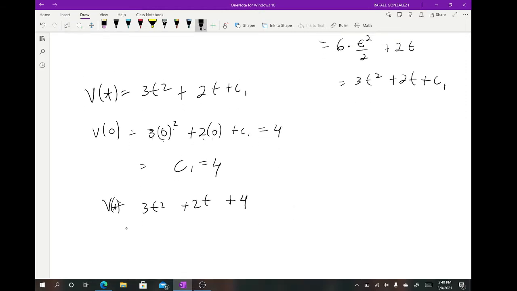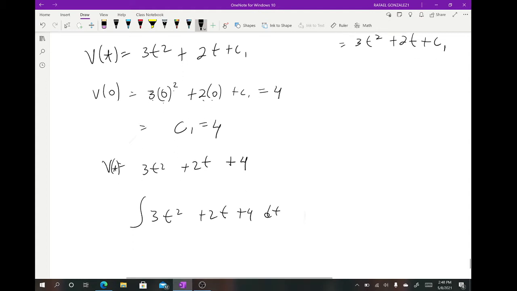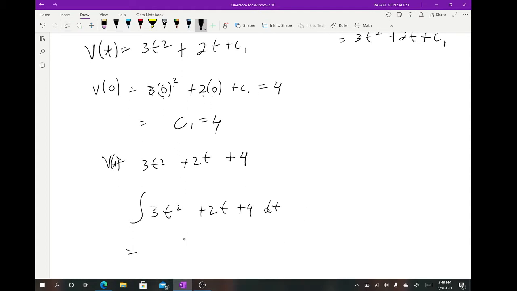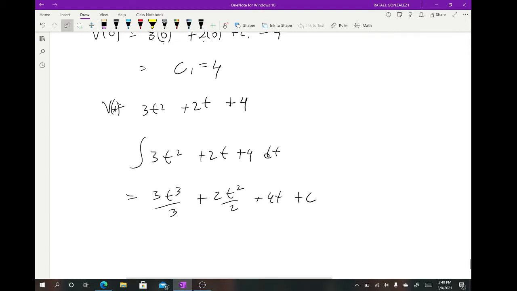So that was my original velocity constant. And now I can take the integral of this to find the position. So I will take the integral of 3t squared plus 2t plus 4 dt. The antiderivative is going to be equal to 3t cubed over 3 plus 2t squared over 2 plus 4t plus c. And this is equal to t cubed plus t squared plus 4t plus c, and I'll call this one c2. And that is equal to our position function s of t.